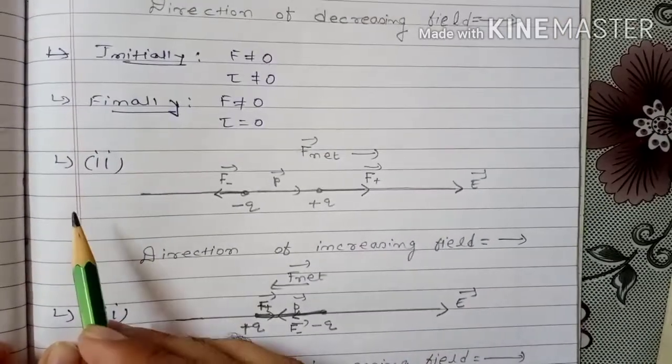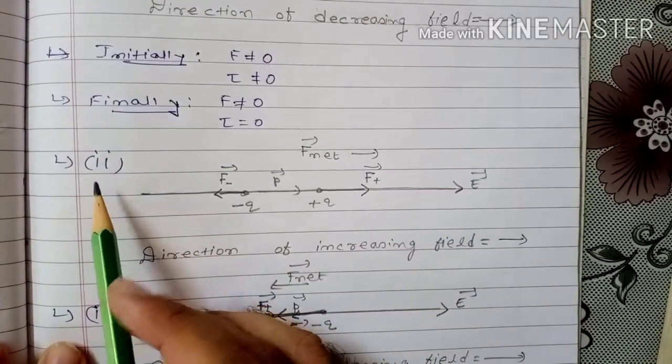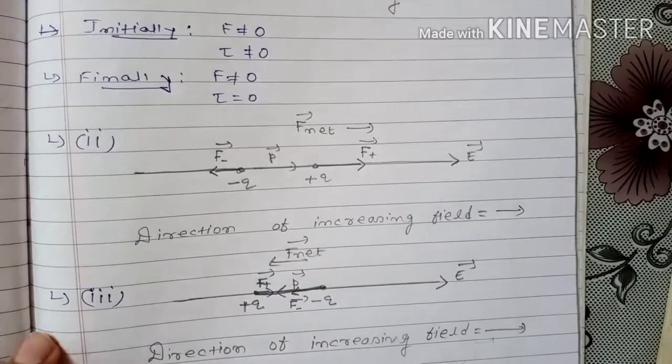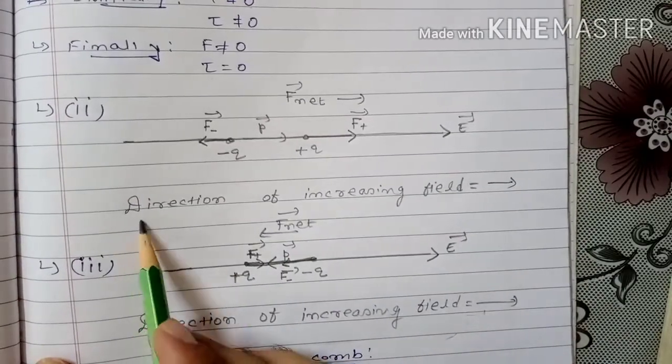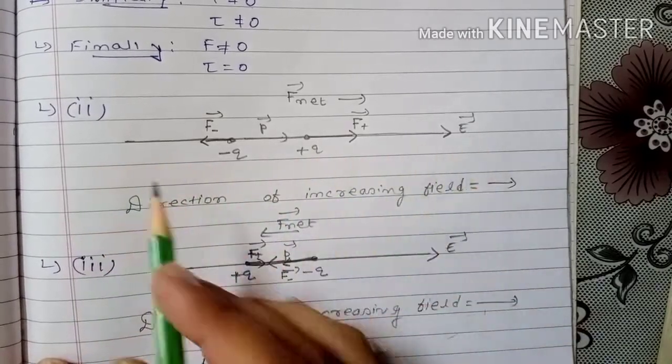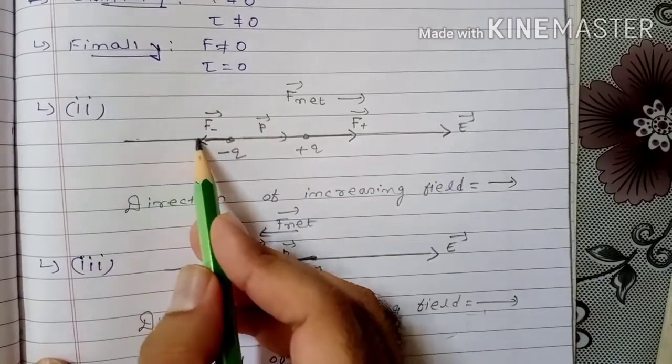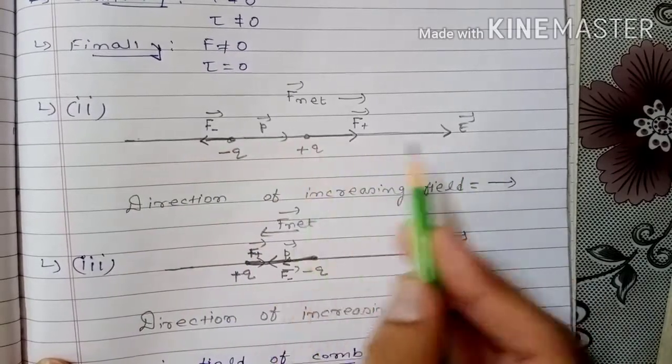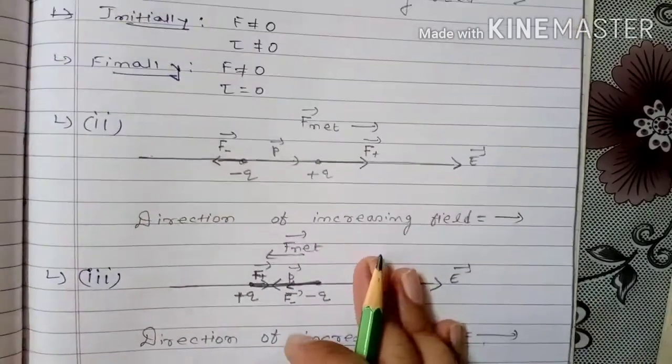Increasing electric field. Sorry, not magnetic field, electric field. Second case, direction of increasing field. This indicates the direction of increasing field. It means here the electric field is less, and the electric field goes on increasing as we move toward the right.